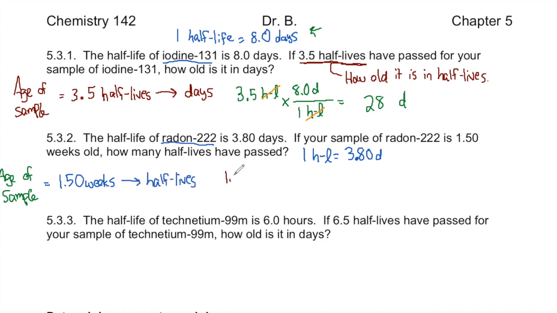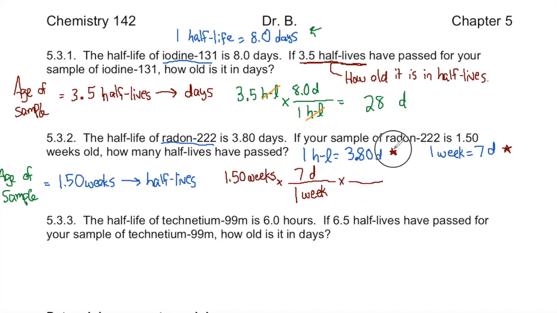So let's go ahead and take that 1.50 weeks, and we'll use this relationship to make a conversion factor. And we have this relationship over here. We don't know how many weeks our half-life is, so we're going to need another conversion factor to convert weeks into days. Then we can convert days into half-lives. So let's use this relationship first. 1 week is 7 days. We'll put the week on the bottom and the days on top. So once we multiply that by 7, we'll have the number of days.